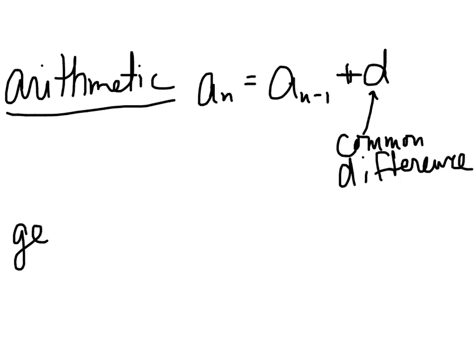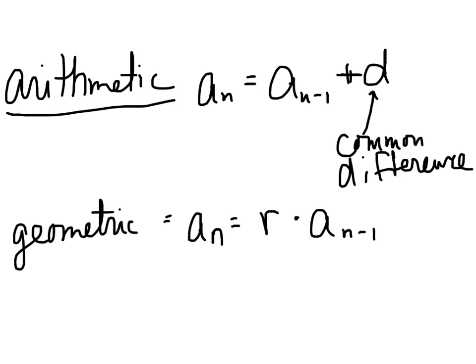When it comes to geometric, it looks like this: a sub n equals r times a sub n minus 1. And again, the r stands for the common ratio. Common ratio is the number that you're either multiplying or dividing. Now, when I say dividing, just to remind you, that's really multiplying by the reciprocal. We don't ever say divide by 5. We would say multiply by 1/5 in this case.